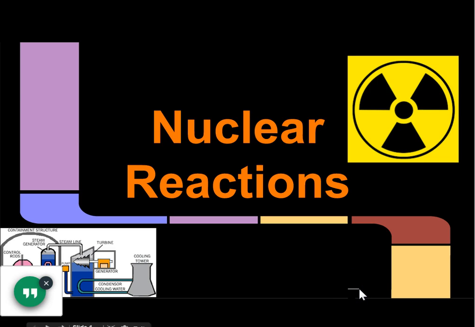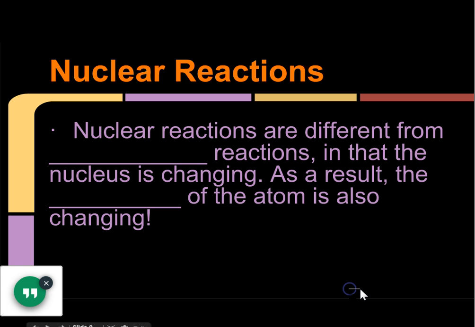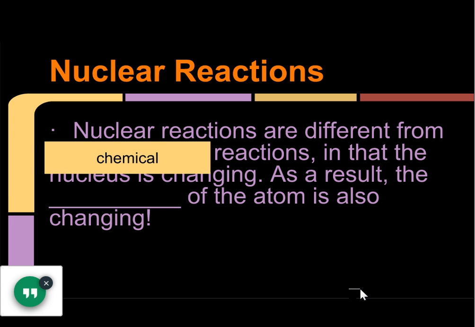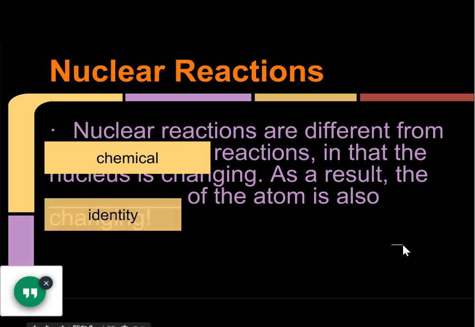Okay guys, in this video we're going to talk about nuclear reactions. Nuclear reactions are different from chemical reactions in that the nucleus is actually changing. In the changes we've talked about so far, we're just talking about atoms rearranging. Now we're talking about one specific atom actually changing, and the nucleus is going to change. As a result, the identity of that atom is also going to change.